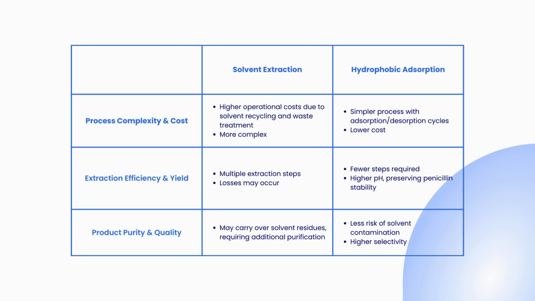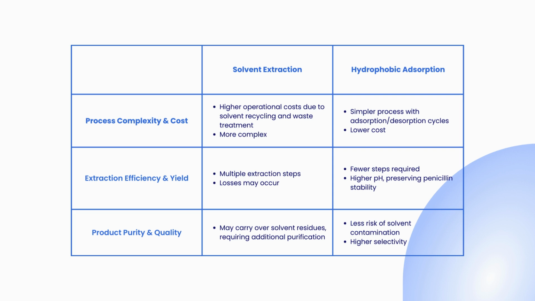The two key methods for isolating penicillin G: solvent extraction and hydrophobic adsorption. Solvent extraction is a traditional approach, but is complex and costly. It involves multiple steps: pH adjustment, cooling, and centrifugal separation. It requires recycling flammable solvents like n-butyl acetate. The acidic conditions risk degrading penicillin, and residual solvents may linger, demanding extra purification.